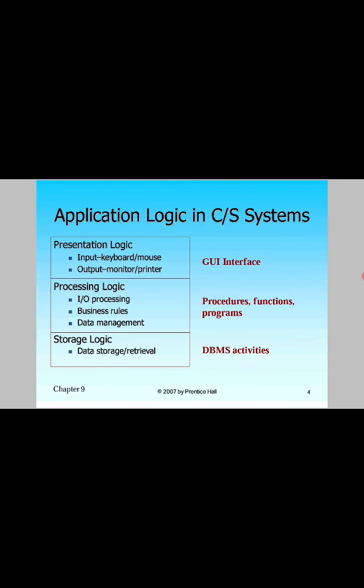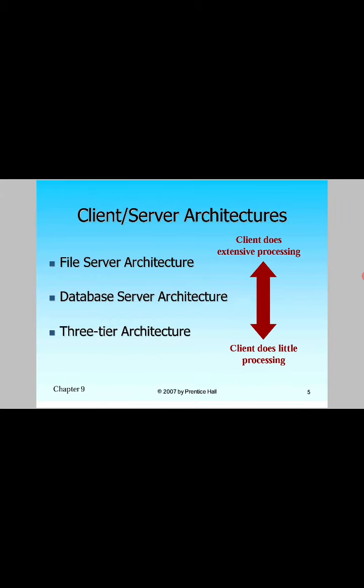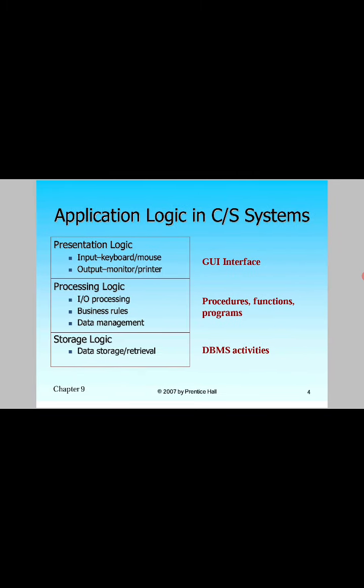So how do client server applications or application logic work in client server systems? This is a basic structure of how a client server system or environment works. Generally the client server environment is divided into three parts. First one is DBMS: one system or layer is dedicated to DBMS activities, meaning database operations. Second one is for procedures, functions and programs. Third one is the GUI environment. So it is generally a three-layer architecture.